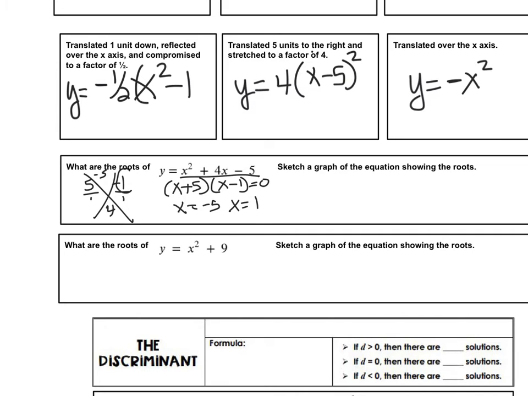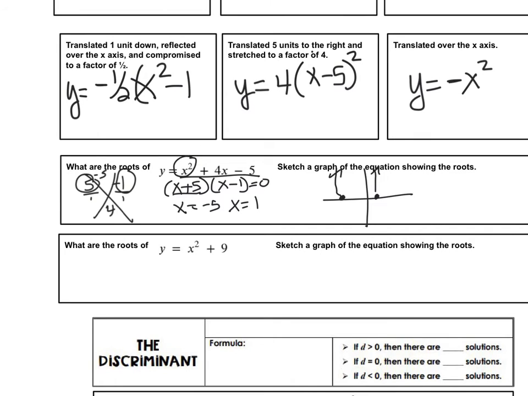Remember, your solutions are the opposite of these. Because you set these to 0, you solve for x, you get the opposite. So if I had a graph, that means my graph is going to cross at -5 and it's going to cross at 1. Also, my A is positive, so that means my graph is going up, right?